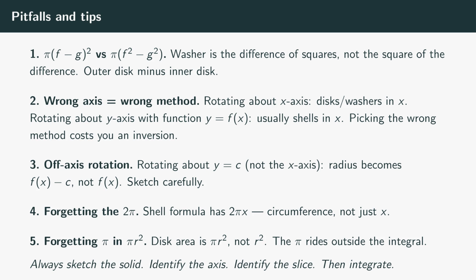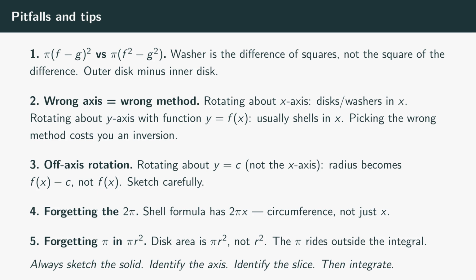4. Forgetting the 2 pi in the shell formula. The shell circumference is 2 pi x, not just x. Forgetting the 2 pi is a 6-fold error. 5. Forgetting the pi in the disk formula. Disk area is pi r squared, not r squared. The pi pulls outside the integral. Easy to drop in the rush.